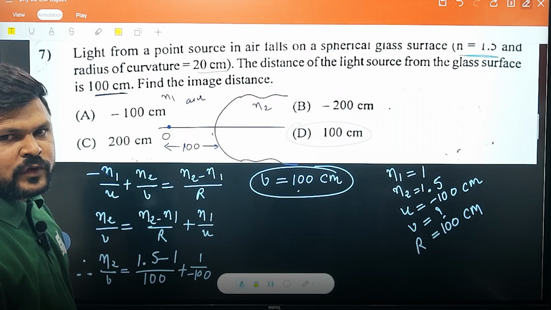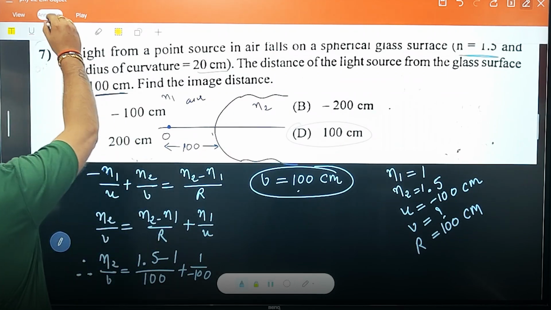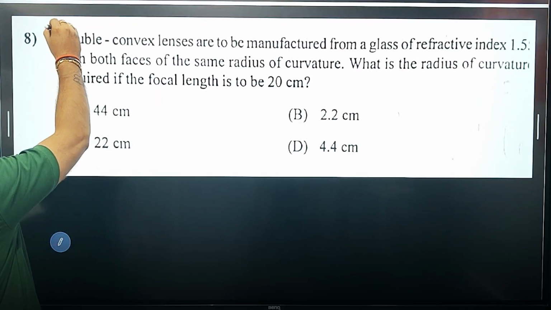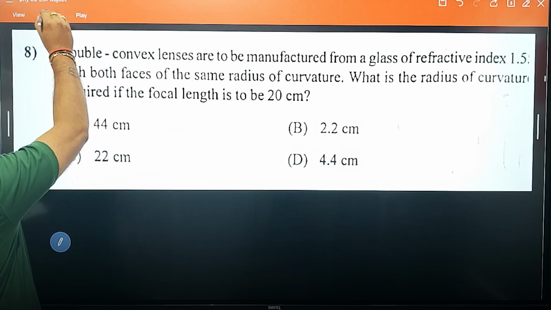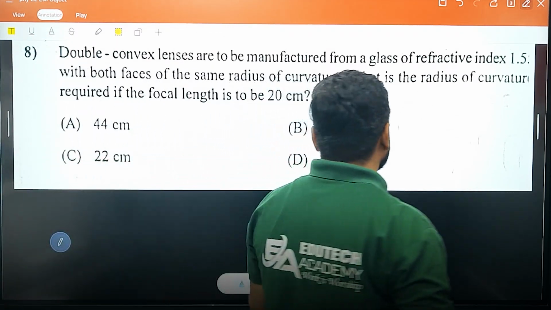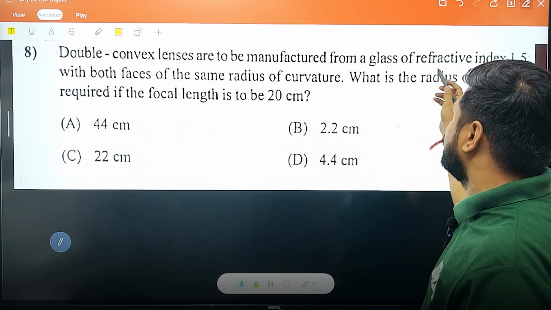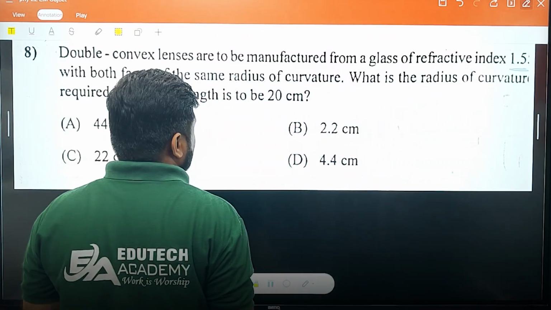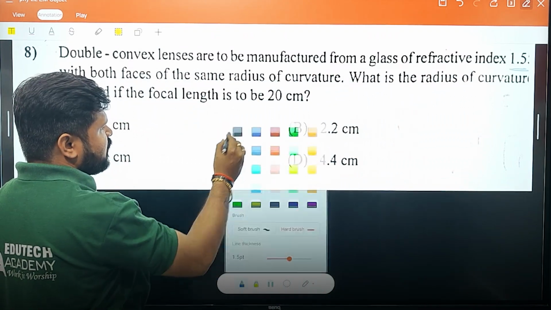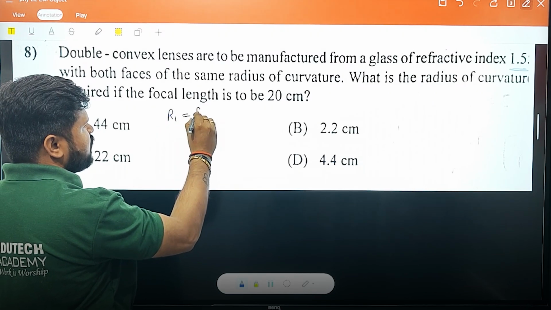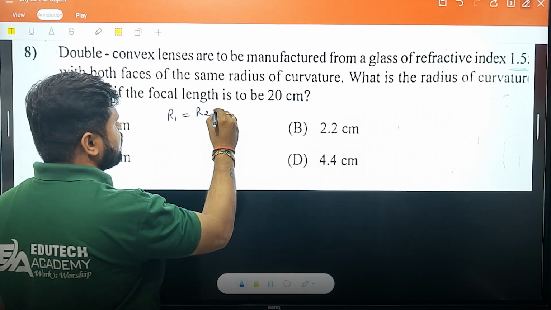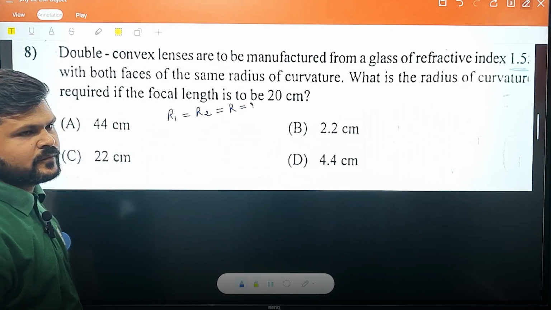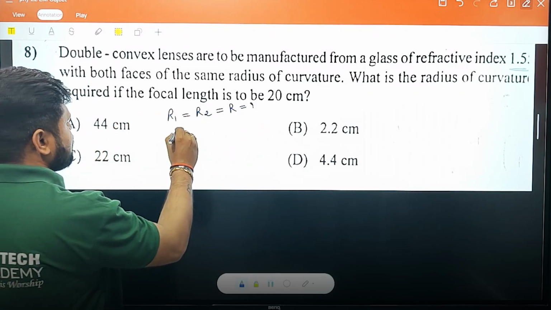Okay. So now we are moving towards the next MCQ. MCQ number 8. Again an MCQ from chapter number 9. There is one double convex lens which is manufactured from glass of refractive index 1.5 with both surfaces of the same radius of curvature. So we are given that for one double convex lens, R1 and R2 are the same. We will call it R, and that is the only question: find this radius of curvature when the focal length is 20 cm.